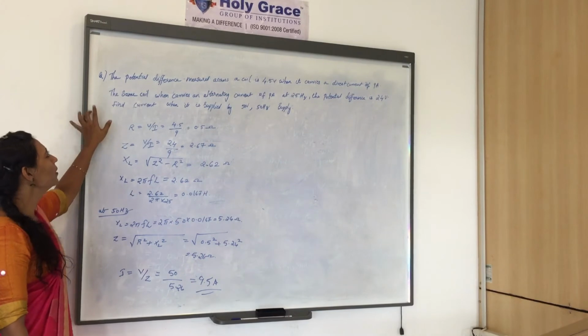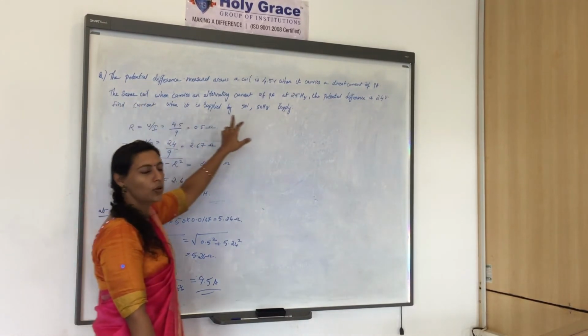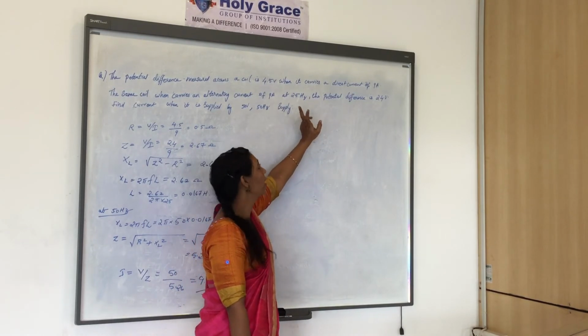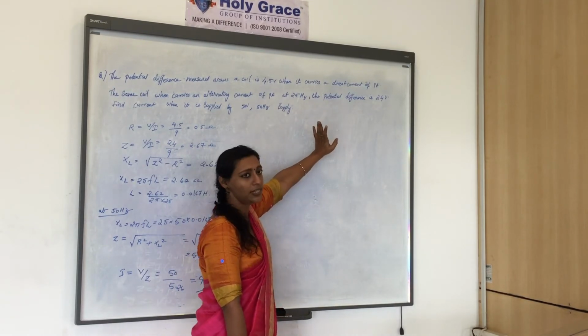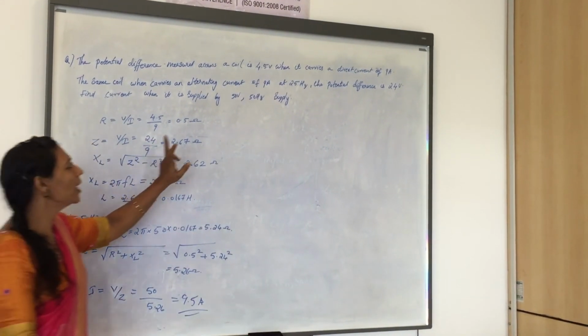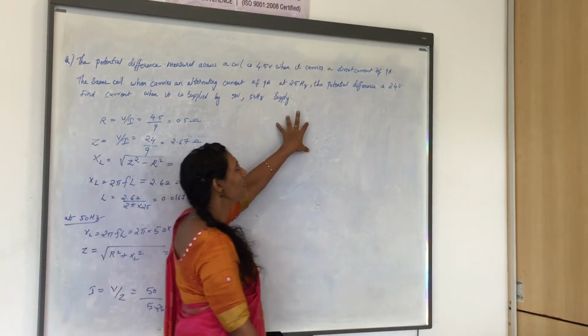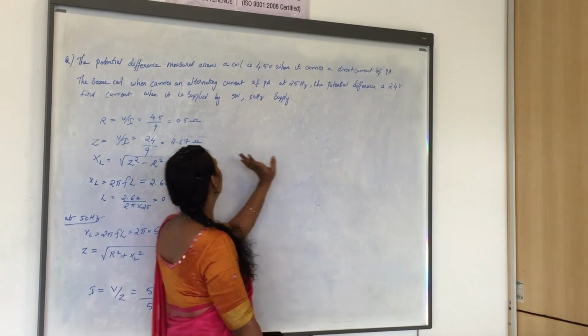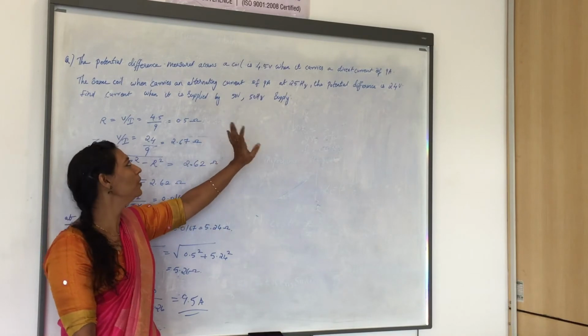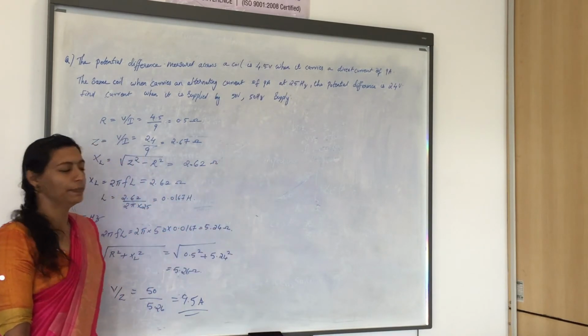Next question is, the potential difference measured across a coil is 4.5 volt when it carries a direct current of 9 ampere, and the same coil when it carries an alternating current of 9 ampere at 25 hertz, the potential difference is 24 volt. Find the current when it's supplied by 50 volt and 50 hertz frequency.